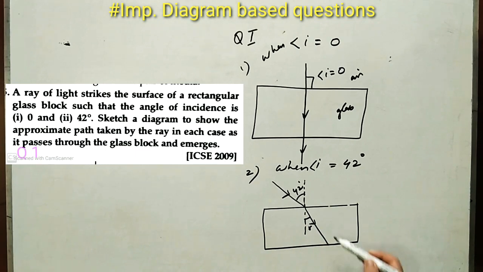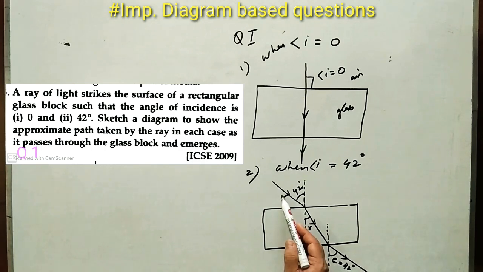Again it is striking the surface. Draw a normal to the point of incidence. A ray of light is ready to emerge from denser medium to rarer medium. What happens? It bends away from the normal. So this is the angle of emergence. In case of refraction at the glass slab, angle of incidence is equal to angle of emergence, being 42 degree. You have to clearly mark angle of emergence equal to 42 degree because the incident ray and the emergent ray are parallel to each other.